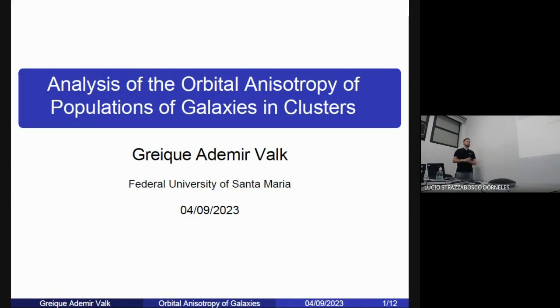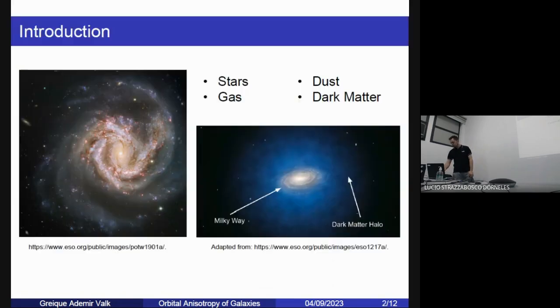My name is Valk, and today I will present some of the results of my master degree. The title of this seminar is Analysis of the Orbital Anisotropy of Populations of Galaxies in Clusters.